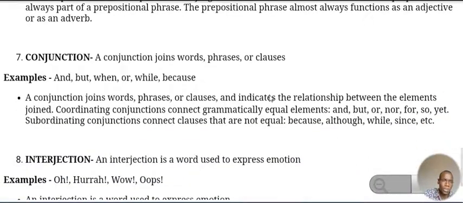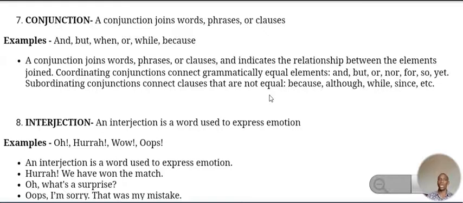Another part of speech, we have what we call conjunction. Conjunctions join words, phrases, or clauses. It means that a conjunction is used to join two words, two phrases, or two clauses. Examples of conjunctions: and, but, when, or, while, and because. A conjunction joins what? Words, phrases, or clauses, and indicates the relationship between the elements joined.